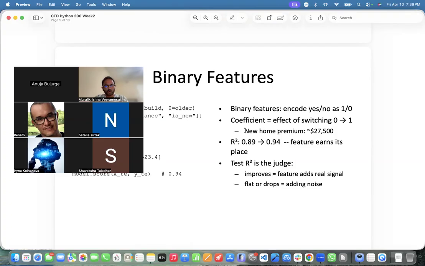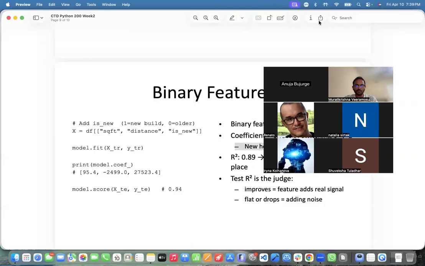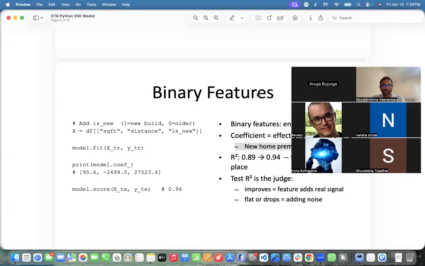If it is a new home, the weight is 27,500. So the new homes will cost 25,500 more than the old homes. So that's the idea. Right. So that's how we look at the data. We see which feature basically improves the model performance. Then we consider those features.